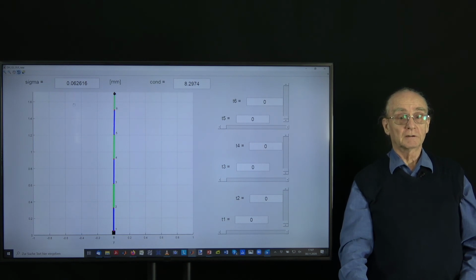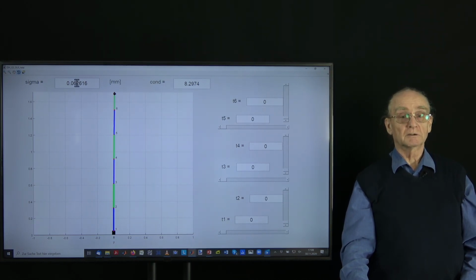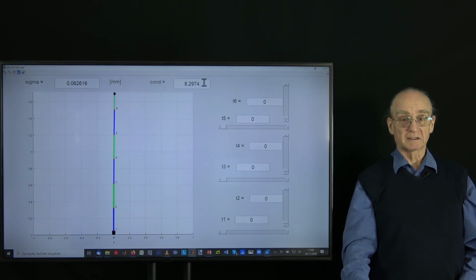I showed you here the accuracy in millimeter. You see here the accuracy is about 0.06 millimeters. And the ratio between the large and the small semi-axis of the ellipsoid is about 8, which is quite large.